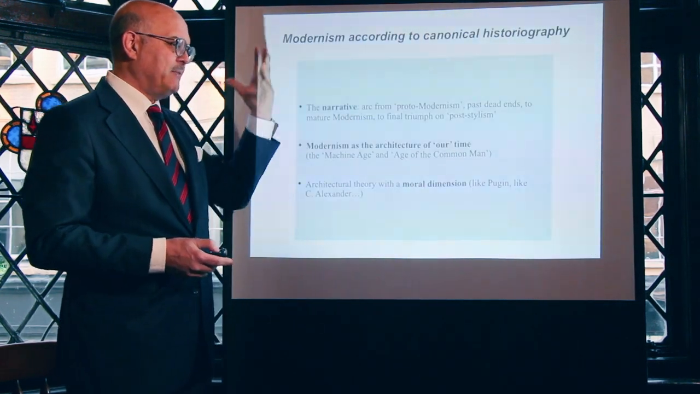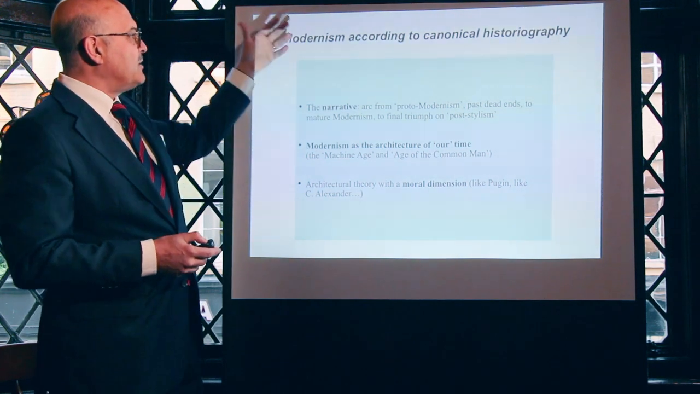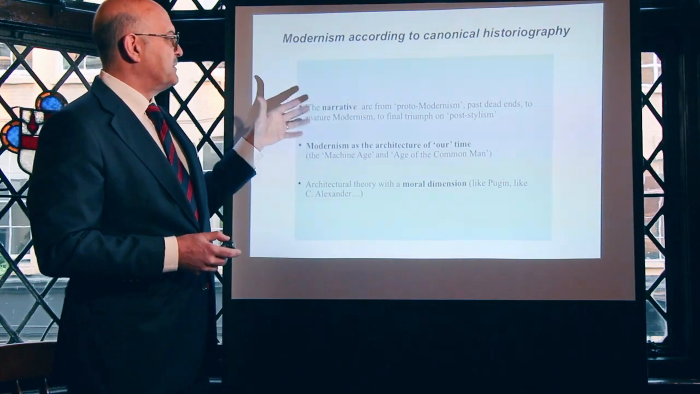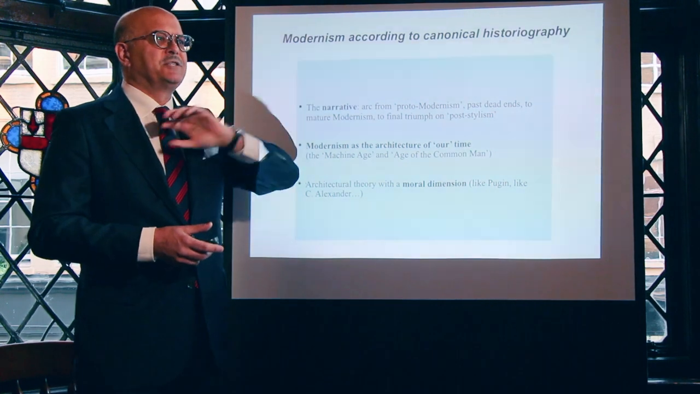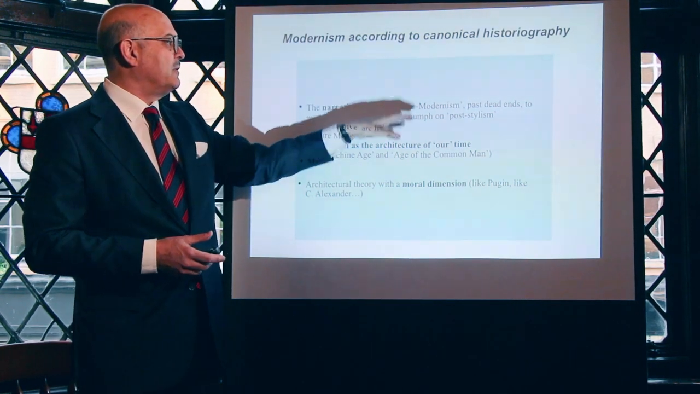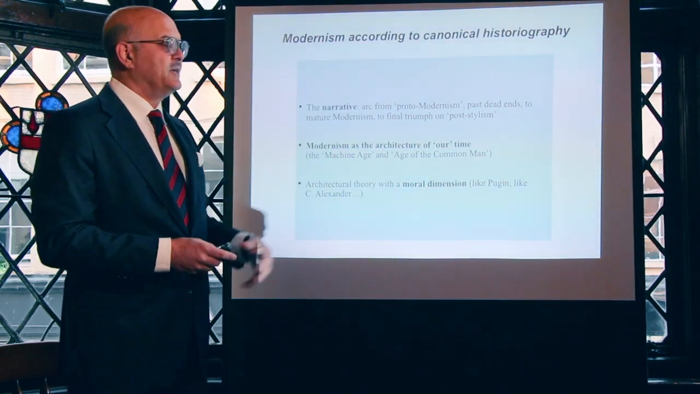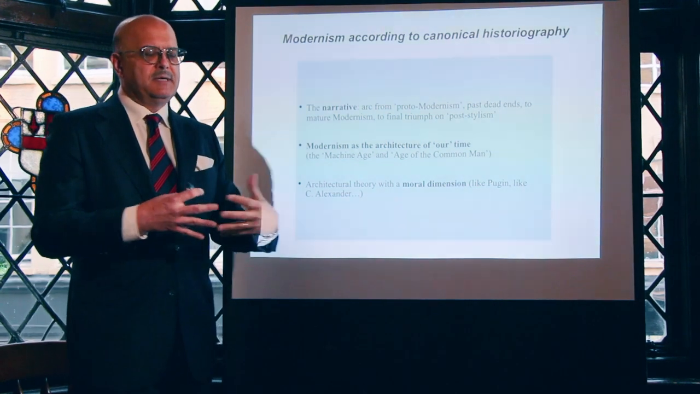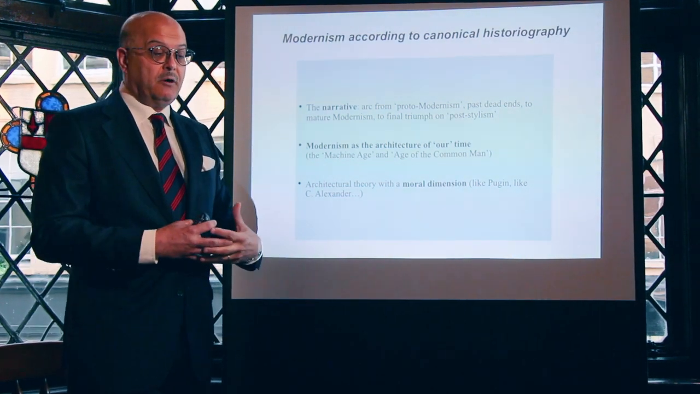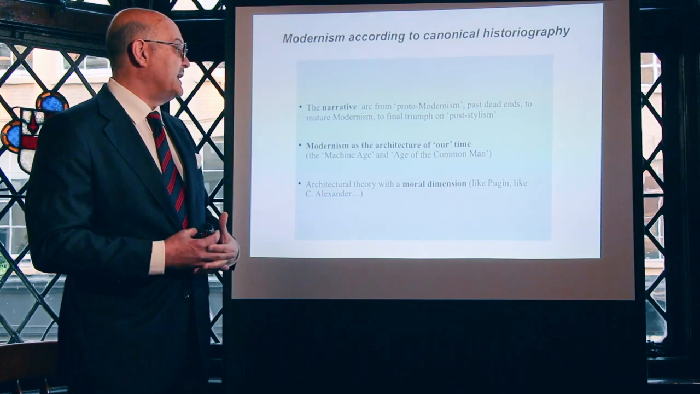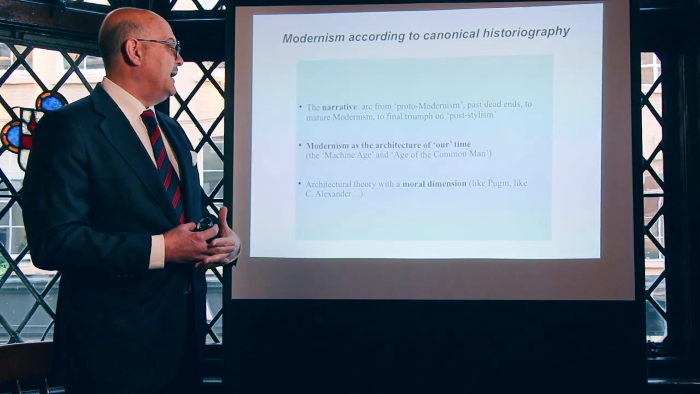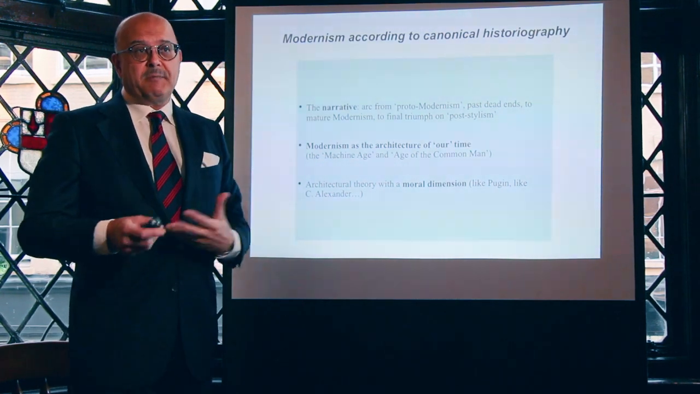So that's the established way of looking at it. In this canonical historiography, there's a narrative arc, a kind of Whiggish sense of the arc of history, from proto-modernism, past dead ends, to mature modernism, and then post-Steinism, the kind of modernism that you saw in the middle and late 20th century.